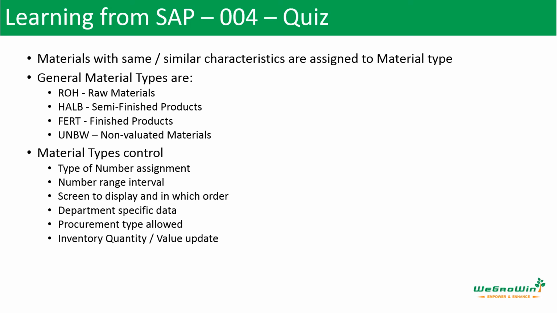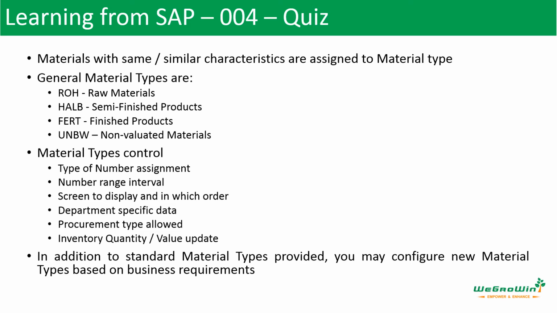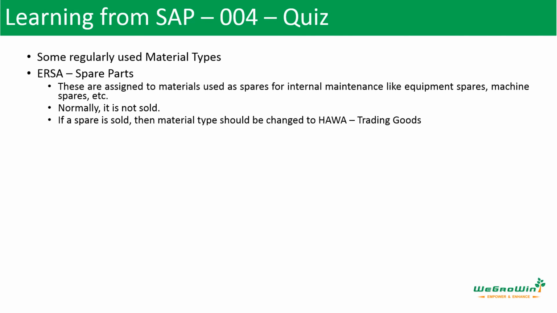Material types are used to control the type of number assignment, what number range interval can be given, screens to display and in which order, department-specific data, procurement type allowed, and inventory quantity and value update. In addition to the material types provided, we may configure new material types based on the business need.